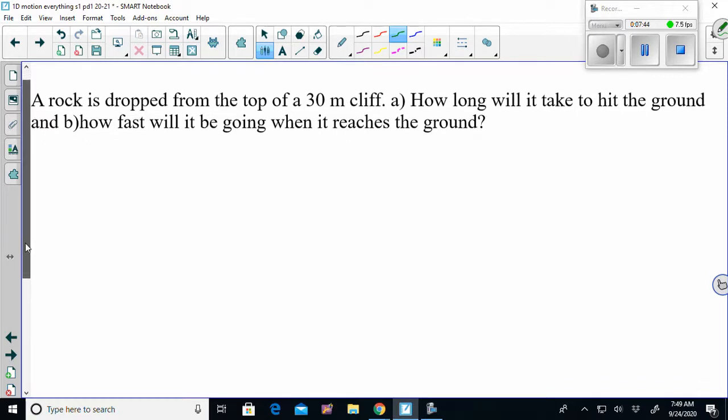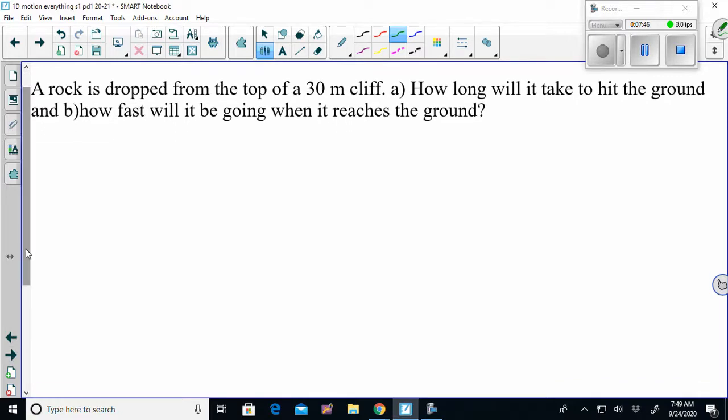So, a rock is dropped from the top of a 30-meter cliff. A, how long will it take to hit the ground? And B, how fast will it be going when it reaches the ground? Okay, so I will, of course, follow the 5-step physics problem-solving system. So I'll start with a beautiful drawing.